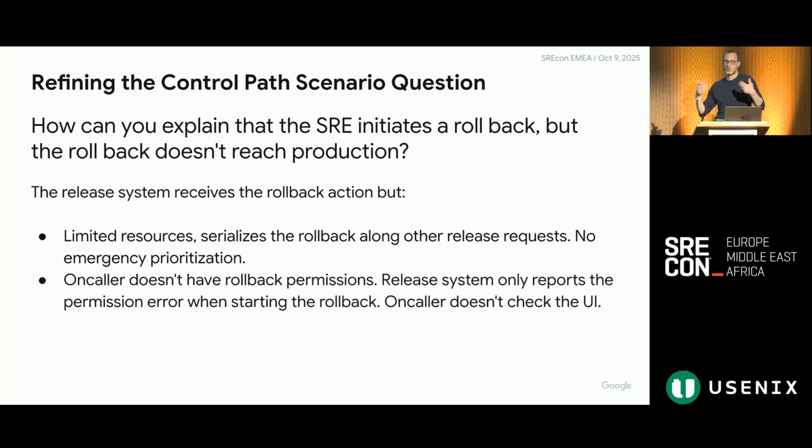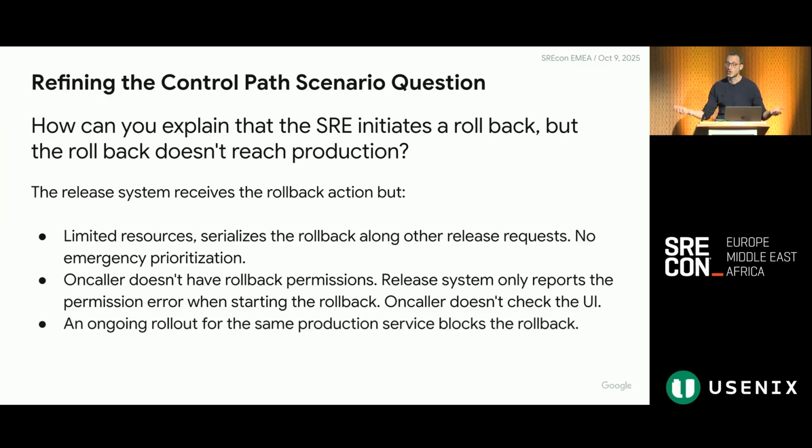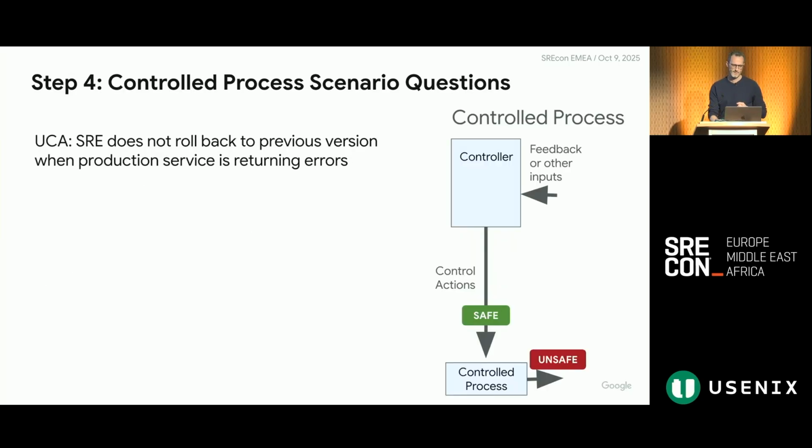Or the on-caller does not have permissions. This was mentioned multiple times, to rollback. But the release system only reports the permission error in the UI when attempting to start the rollback. And the on-caller doesn't happen to go to the UI and check the status of the rollback. Or an ongoing rollout for the same production service blocks the rollback. There will be more control path scenarios, and that is the goal, to find as many as possible.